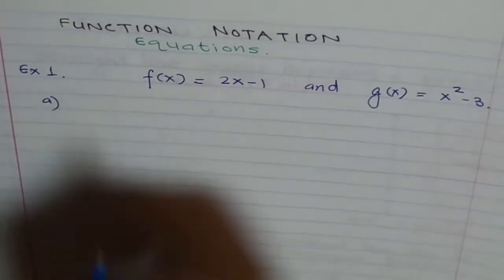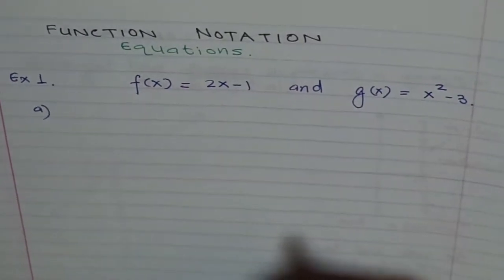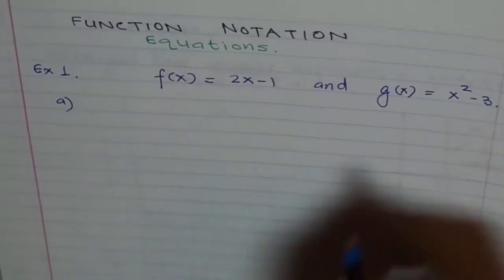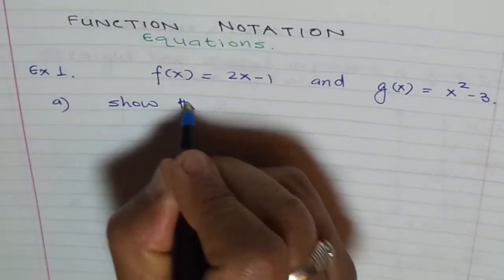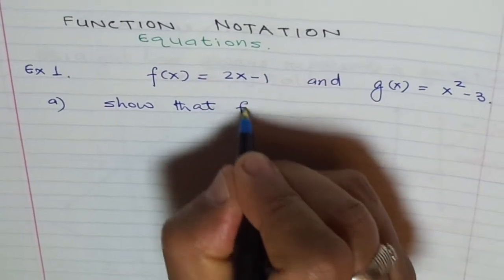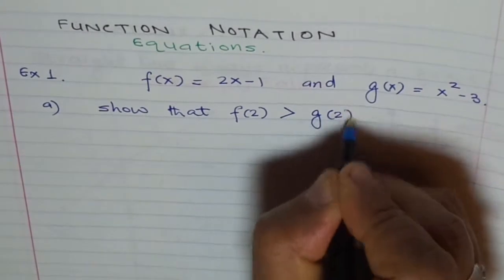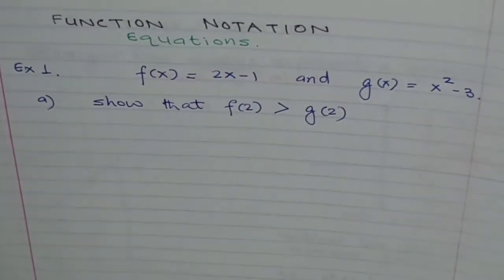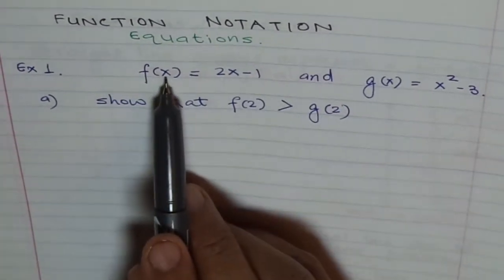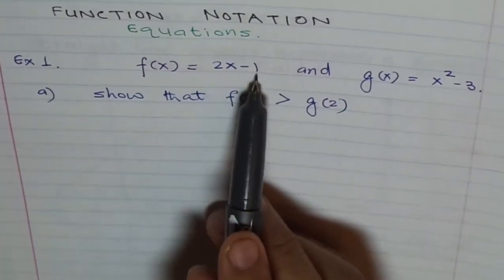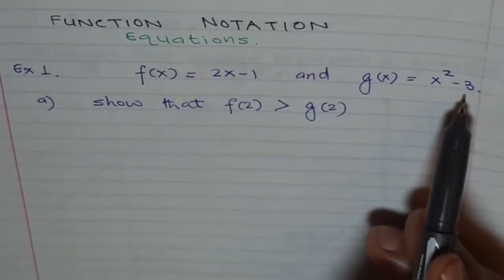Now we'll try to solve some problems. This will help you build better concept. Okay. First problem. Show that f of 2 is greater than g of 2. Here we have a function f of x defined as 2 times x minus 1 and g of x defined as x squared minus 3.